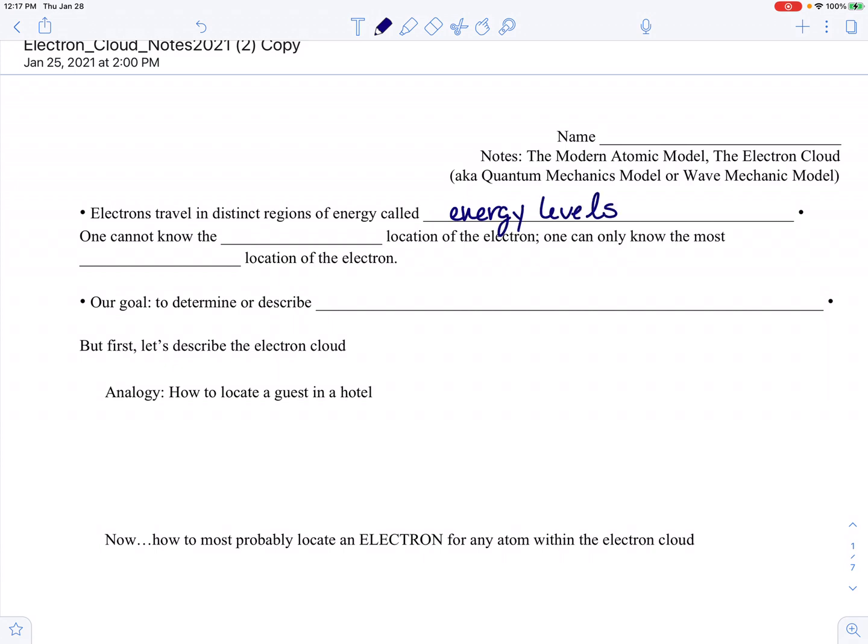And the idea behind the modern atomic theory is that we're really just predicting the most probable location of our electrons, and that we don't know exactly where the electrons are. So again, one cannot know the exact location of an electron. We can only determine or know the most probable location of the electron.